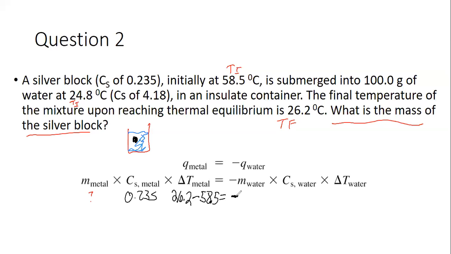That is equal to negative. Remember, one of these Q's has to be negative. It doesn't matter which Q you call negative at all, because it will work out. But one of these has to be negative. So let's just go with the equation and say the Q of water is negative. So it's submerged in 100 grams, multiplied by the CS of water, multiplied by delta T of water, final minus initial. So at thermal equilibrium, it's 26.2, while initially it was at 24.8.